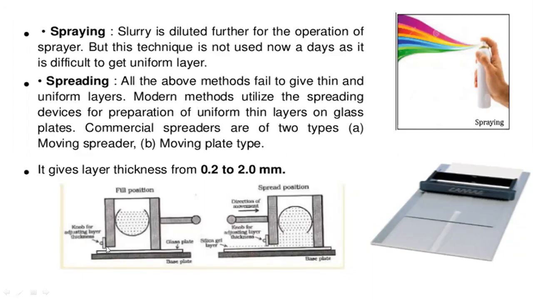First we fill the slurry in the reservoir, then place our glass plate and adjust the thickness with the knob. Then you just move the reservoir in the forward direction. At that time the entire slurry we have prepared will be spread as a uniform layer on the plate. So we get a uniform thickness of the adsorbent or stationary phase layer. That's why the most commonly used and most effective method is the spreading method. Generally it gives a thickness of 0.2 to 2 millimeter.